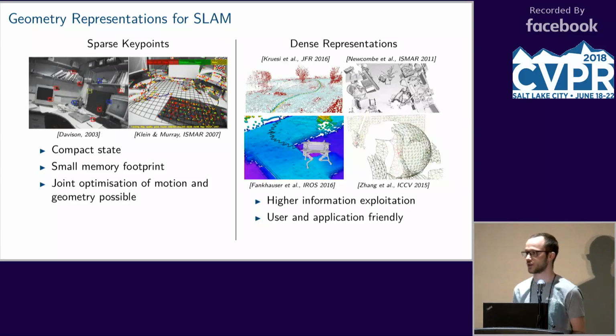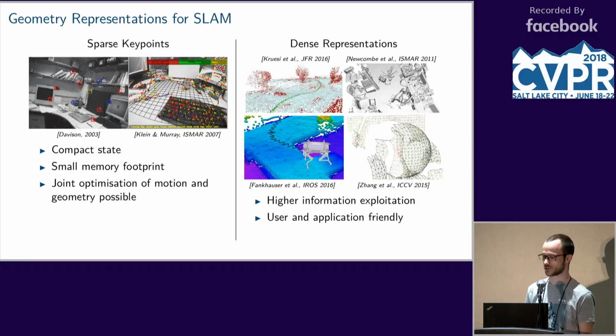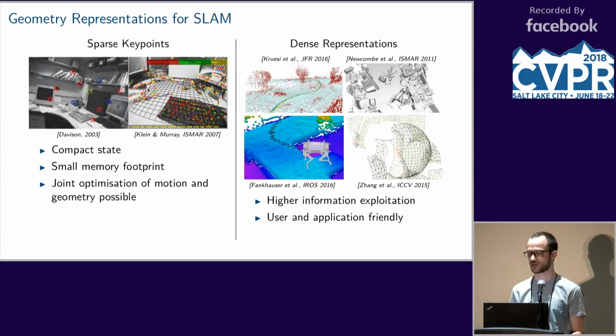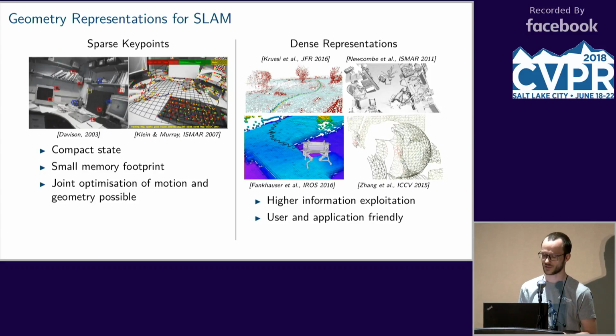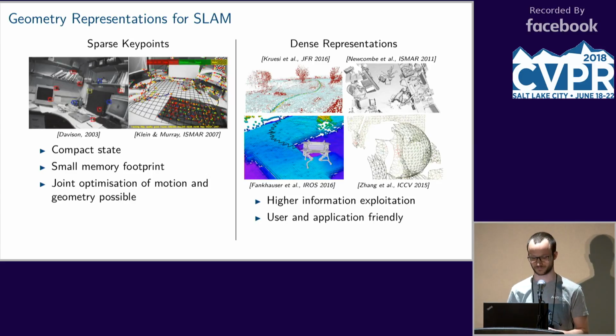On the other hand, you have dense representations, which come with a much fuller representation of the environment. Examples are dense point clouds, TSDFs, voxel grids, or meshes. Another advantage is that they can exploit, theoretically, more information from the image. What we will try to do is basically take the advantages from both worlds.